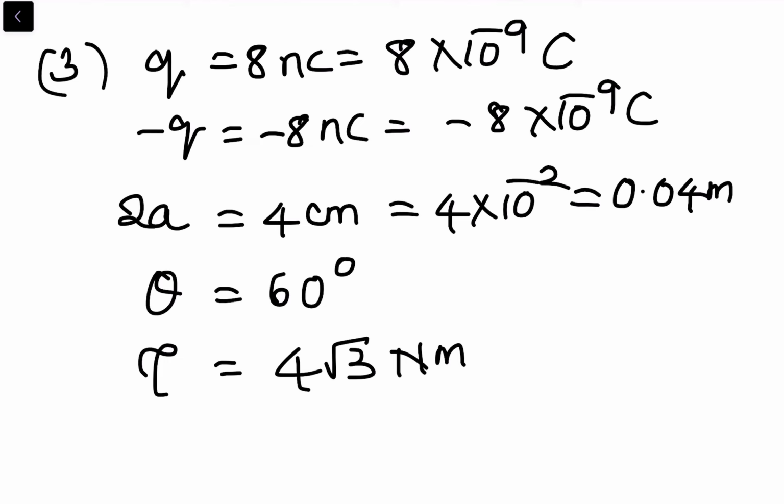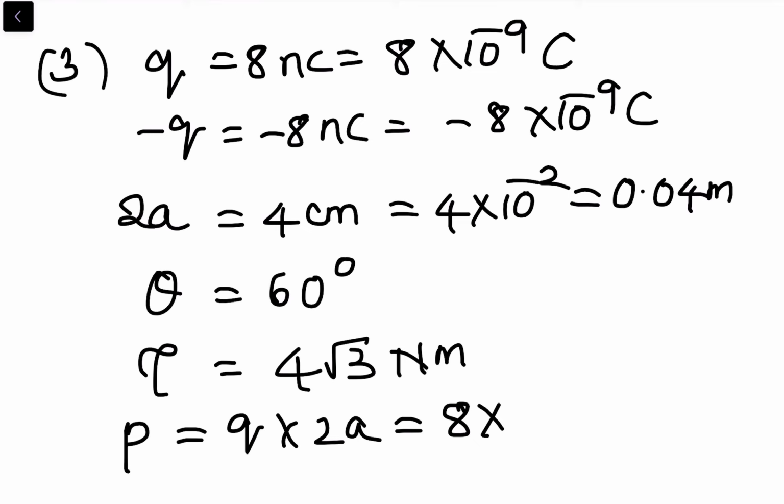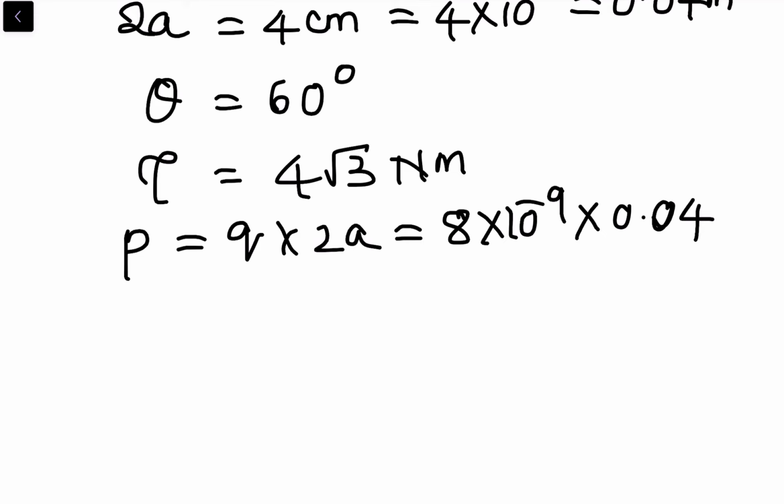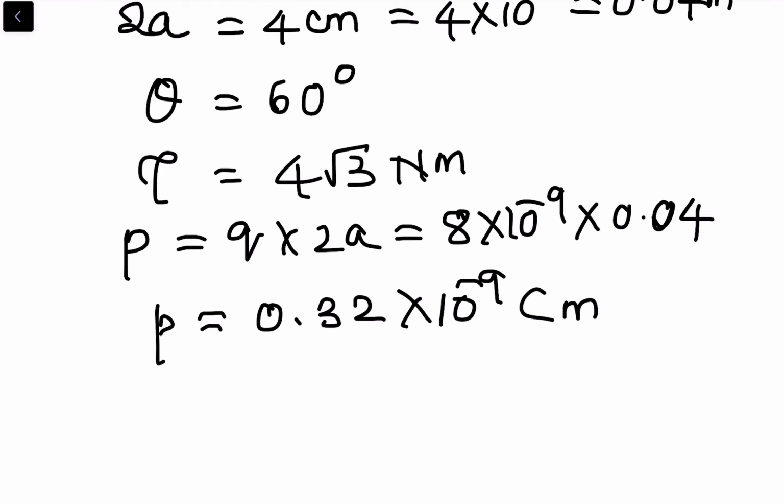So let's calculate the dipole moment. We all know p is equal to q into 2a. Here q means the magnitude of any one of the charges. So 8 × 10^-9 into 2a, that is 0.04. Simplifying, 8 fours are 32, and after rearranging the powers you get 0.32 × 10^-9 coulomb meter. This is the dipole moment p.